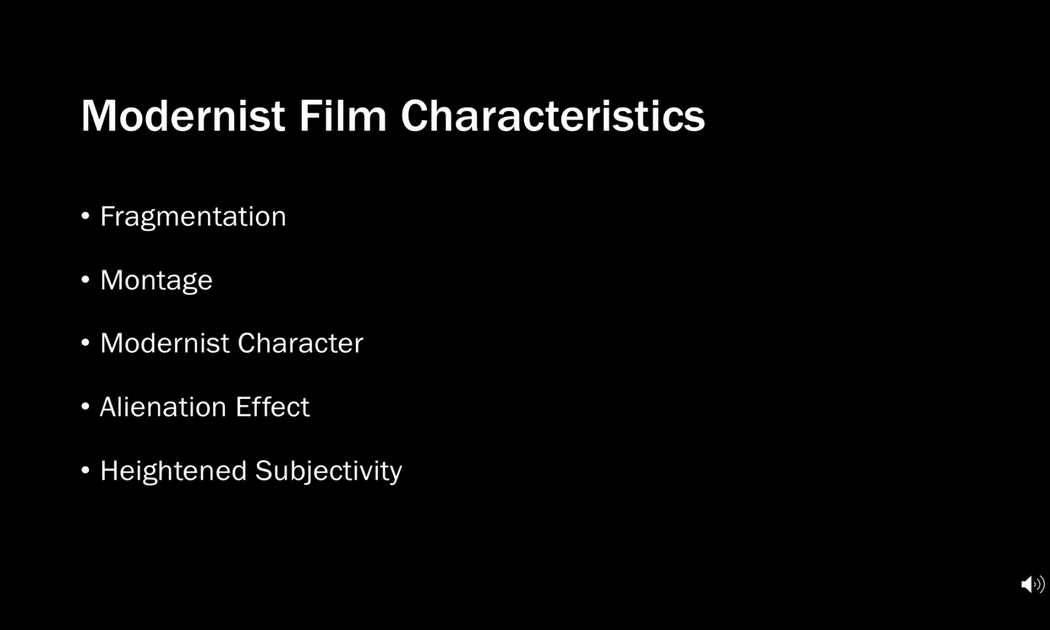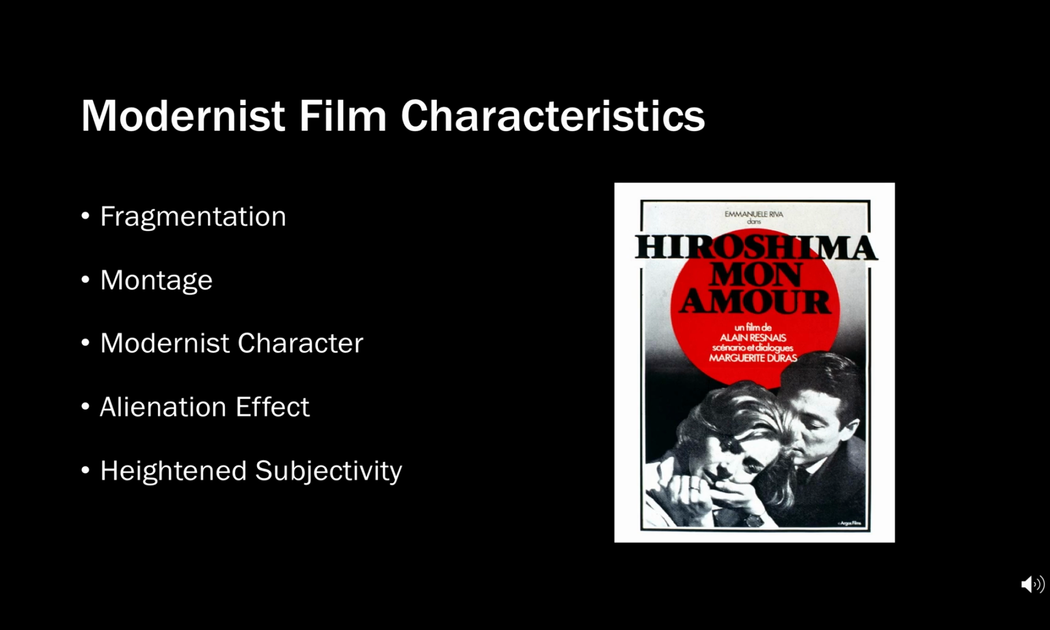One example of this film that we have viewed in class was the 1959 film Hiroshima Mon Amour, that utilizes all of these elements with an often heavy emphasis on the modernist character and montage.